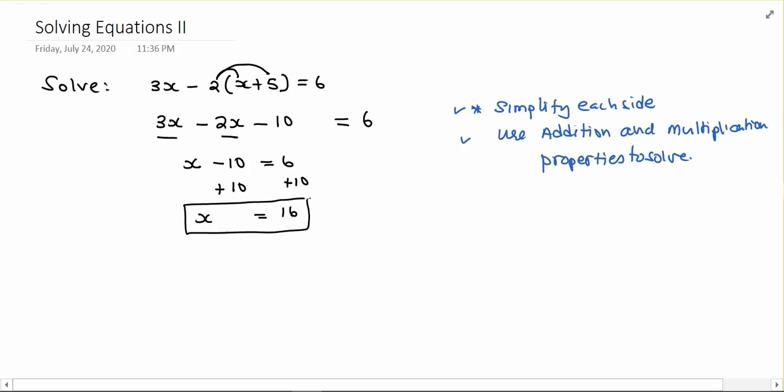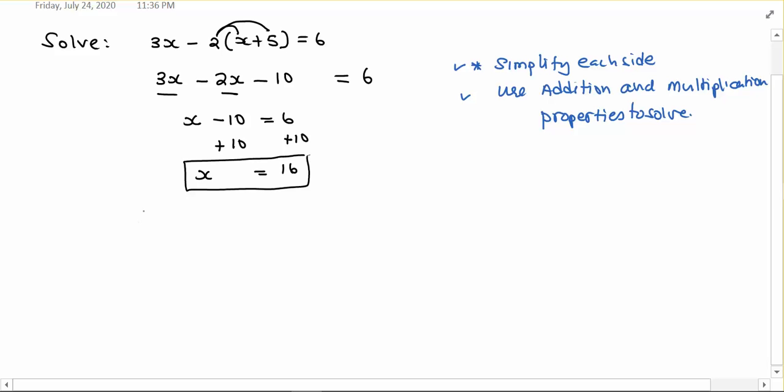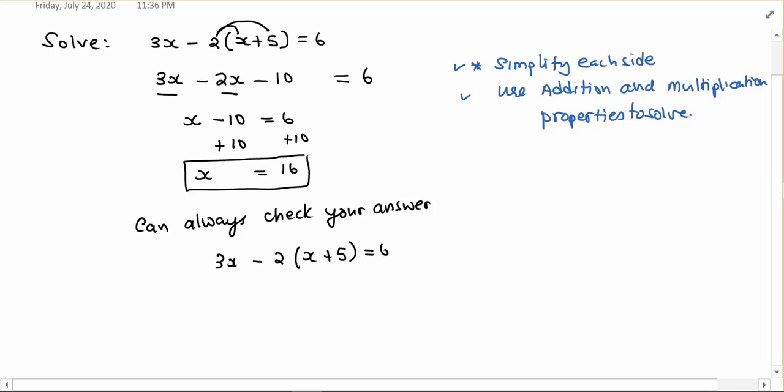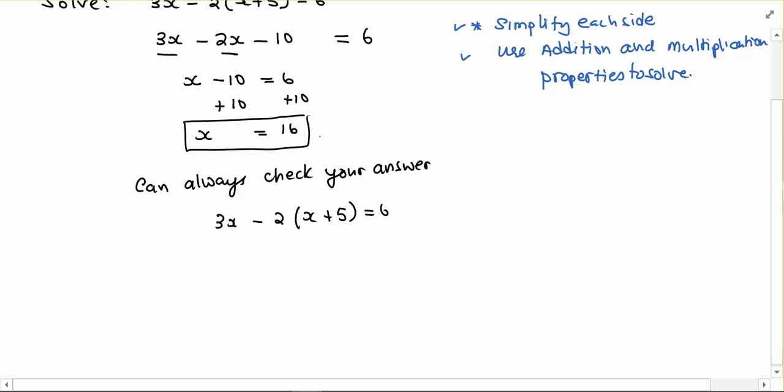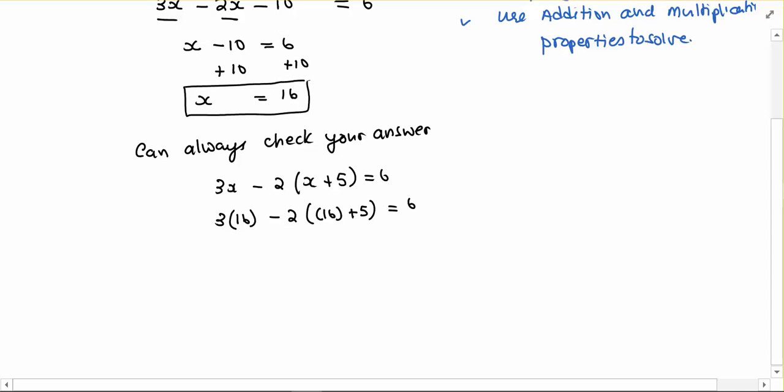Now, one thing I should mention is that we can always check your answer. And how do you check your answer? Well, you take the original equation. It's got to always be the original equation, the first one. And then you substitute 16 in. And remember, when you substitute 16, use parentheses when you put a number in for a variable. Then use the order of operations to solve this. First I'm going to work inside the group: 16 plus 5, that's 21.